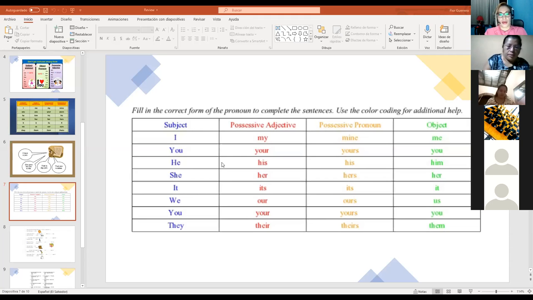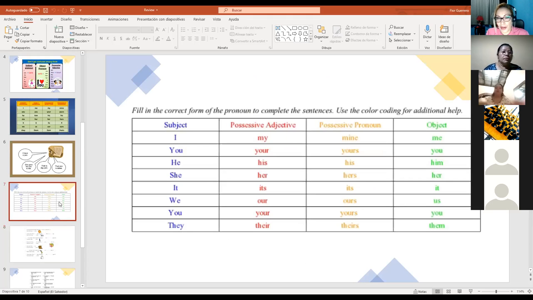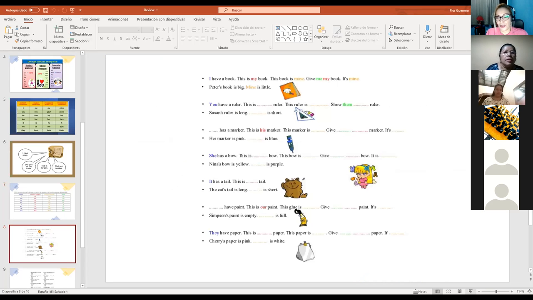Ok, so we're going to fill in the blanks. Vamos a tratar de completar los espacios en blanco usando un subject, un possessive adjective o possessive pronoun o un object. Van a usar todos. El ejercicio es este que está acá. Y la ayuda está acá. Espero que no usen ayuda, pero yo sé que es mucho. So, if you need, you can use it. Whenever you see blue, means subject pronoun. Whenever you see red, it means that you are going to use a possessive adjective. Whenever you see yellow, it's a possessive pronoun. And when you see green, it's an object pronoun. Y este es el ejercicio.